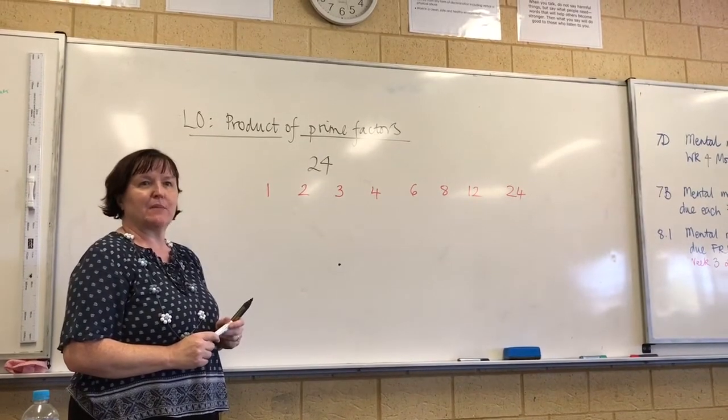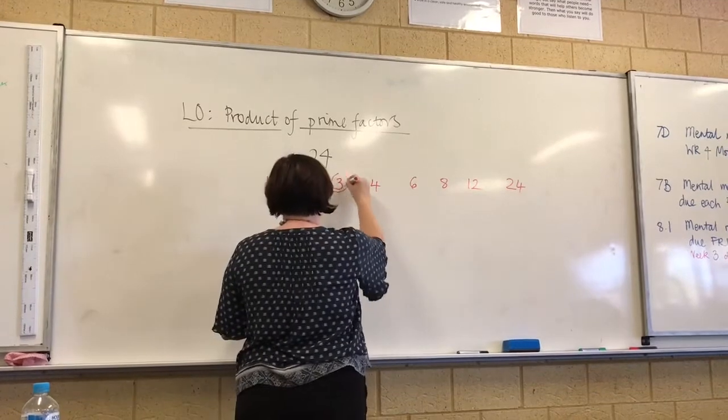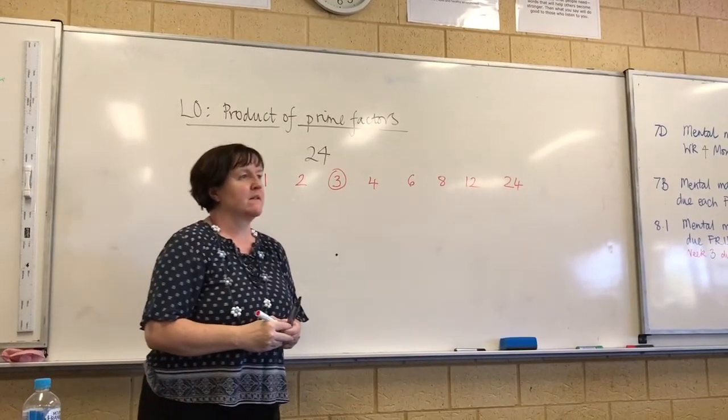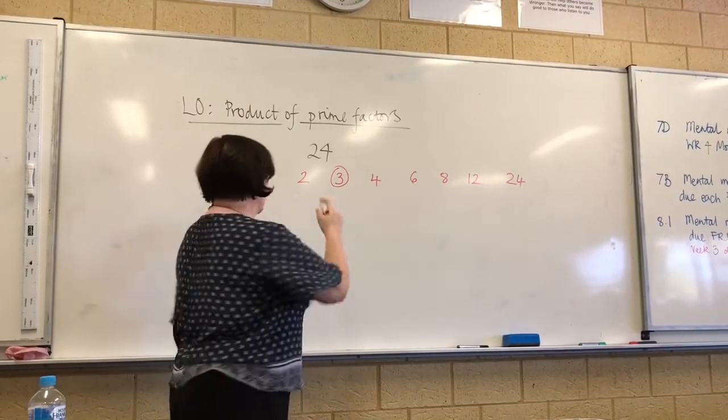Great, lots of hands going up, excellent. Ashi? 3. 3 is a prime factor, well done. So let's circle that one. Bryce? I was going to say 3, but then... Oh, you're going to say 3 as well. Tyler? 2. 2, well done.